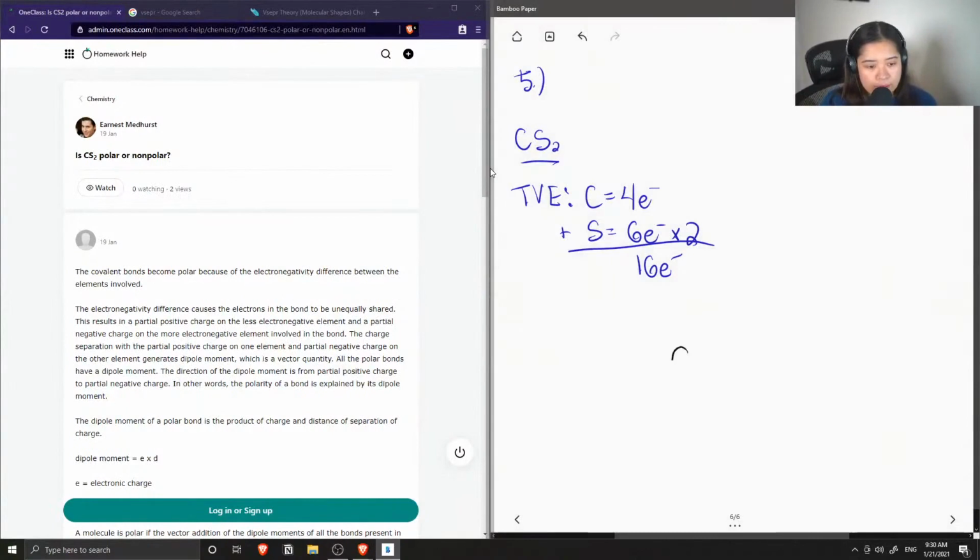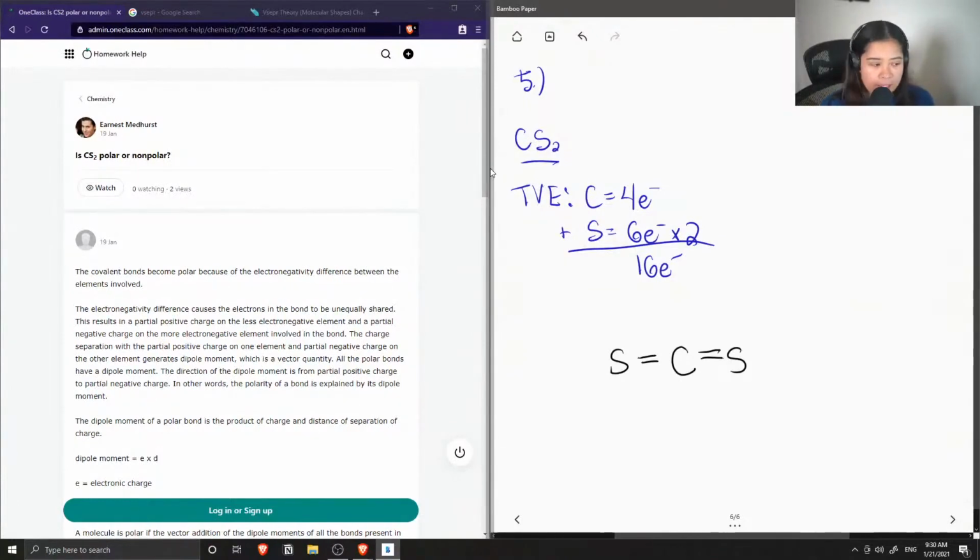So now carbon will be our central atom. And then I'm just going to draw 2 single bonds to my sulfur. And notice that carbon doesn't have a full octet yet, so let's just make these double bonds.